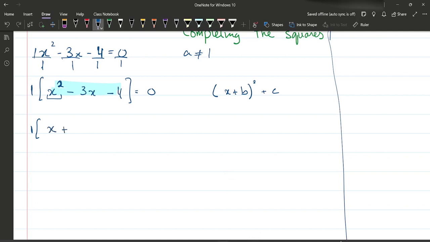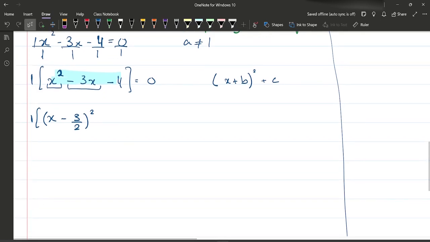How do we do that? So the b is just going to be this value over 2. So minus 3 over 2. Okay, and then you square that. That's it. And then the next thing you do is you write minus 4. And then you put another minus. This is important, you put this no matter what. Okay, you do over 2 no matter what.